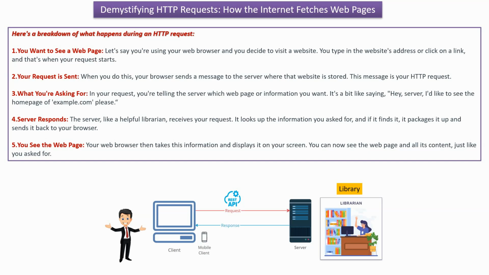Step 4 is the server response. The server, like a helpful librarian, receives your request and looks up the information you asked for. If it finds the information, then it packages it up and sends it back to your web browser. The fifth step is you see the web page. Your web browser then takes this information and displays it on your screen. You can now see the web page and all its content, just like you asked for.